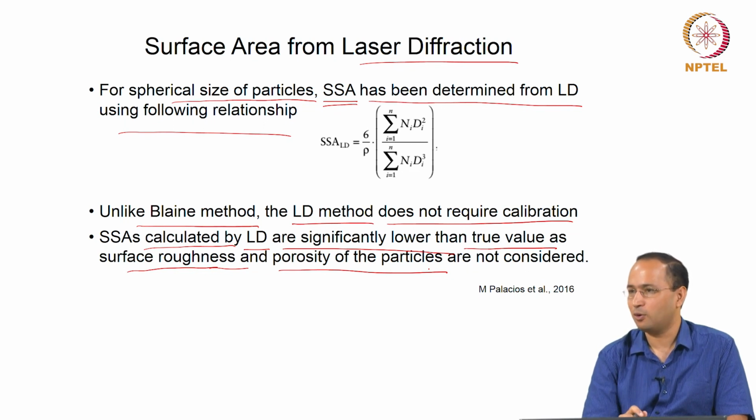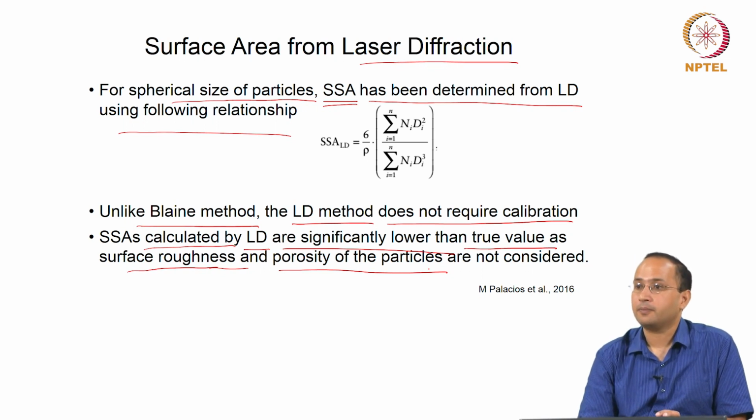So, the values you get from laser diffraction are usually lower than the true surface area. In laser diffraction, we only calculate how much the particle diffracts the light, so based on density and porosity it will vary. In theory, we are calculating the volume of the particle. But in real life, your particle will have surface roughness and porosity, which add to your surface area. So, the values you get from laser diffraction are lower.